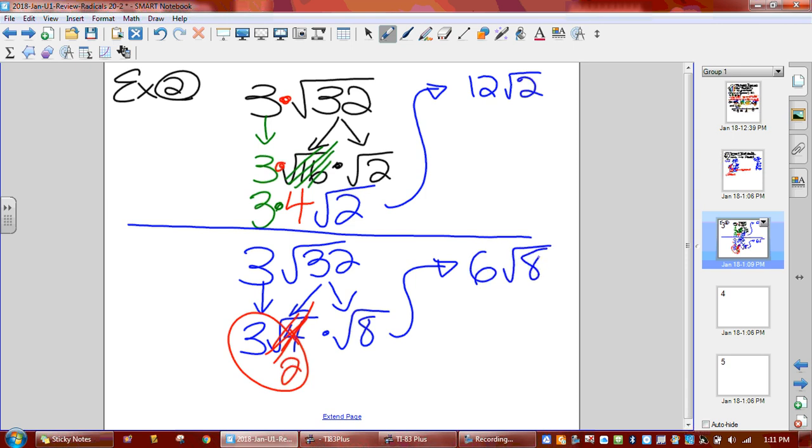But 6 root 8 is not fully simplified. Root 8 can still divide by root 4 again. So this could be a possible answer, and many people will pick it. How come? Because they think it's the final answer. You can go lower. You have to simplify your radicand as far as you can. Okay? So final answer, 12 root 2. Okay, so that's changing and converting entire to mixed.